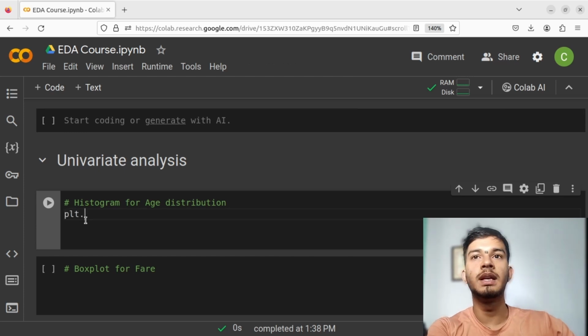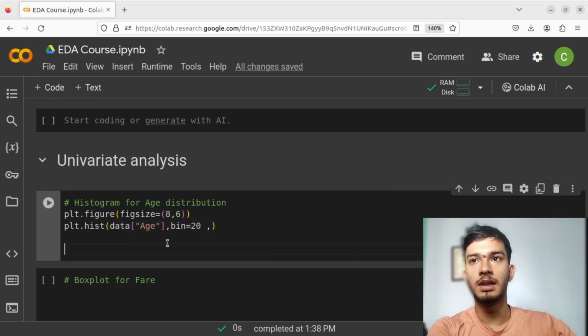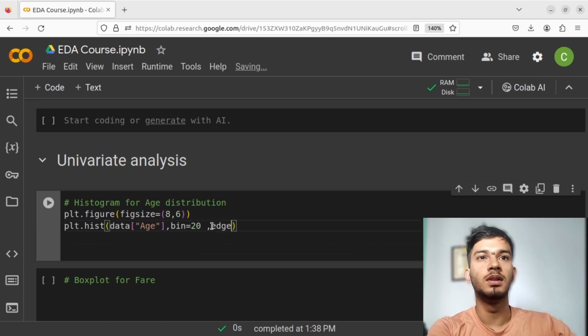First of all, I will use the plt function figure, and inside this figure we have a function that is figsize, and inside that I will pass the parameters 8 and 6, right? For that I will give plt.hist. It will draw a histogram plot, and inside that for data we will give age, and for the variable bins, let's say we give it 20, and now we give it an edge color, that we can give like, let's say, black.